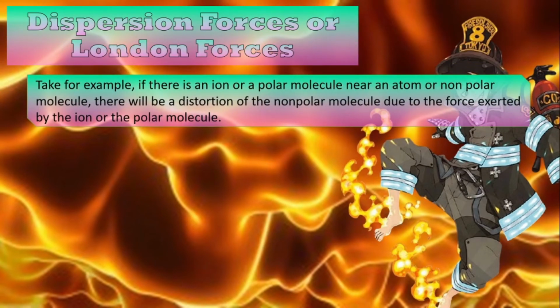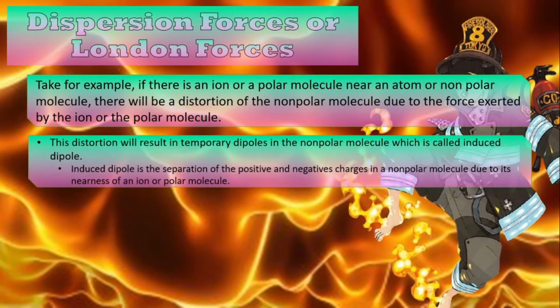For example, if there is an ion or a polar molecule near an atom or nonpolar molecule, there will be a distortion of the nonpolar molecule due to the force exerted by the ion or the polar molecule. This distortion will result in temporary dipoles in the nonpolar molecules, which is called an induced dipole. Induced dipole is the separation of the positive and negative charges in a nonpolar molecule due to its nearness to an ion or polar molecule.